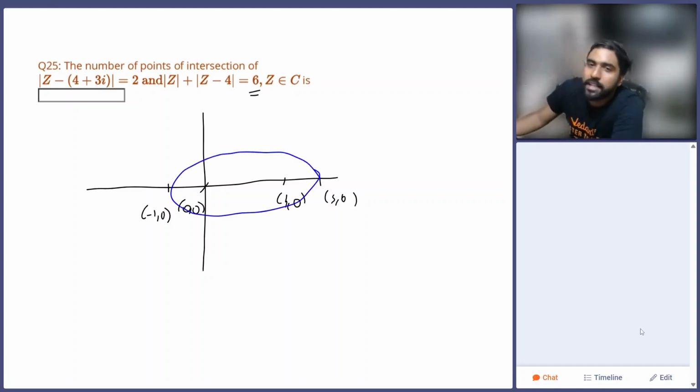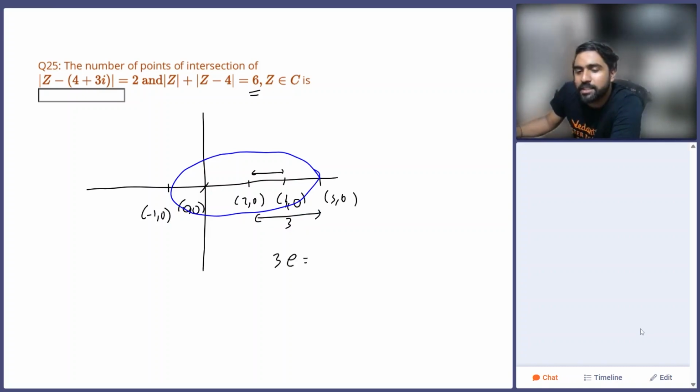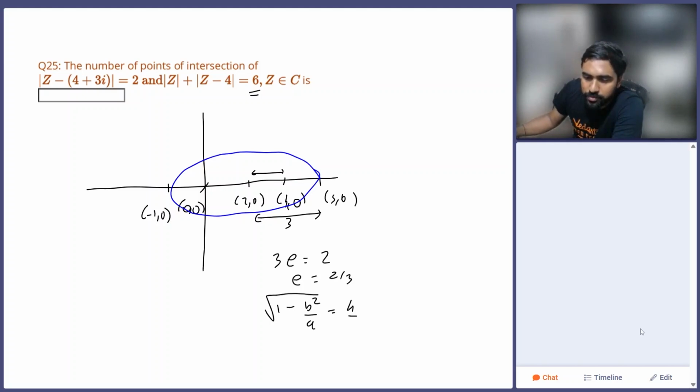this over here. Okay. Now from here I can say that my center comes as (2, 0). Now can I say that this distance is my a distance? What is the value of a? a is equal to 3. So I can say that 3 times the eccentricity is equal to 2, meaning eccentricity is equal to 2 by 3. Now what is the eccentricity formula? That is root of 1 minus b square upon a square, which is 9. That is equal to 4 by 9.